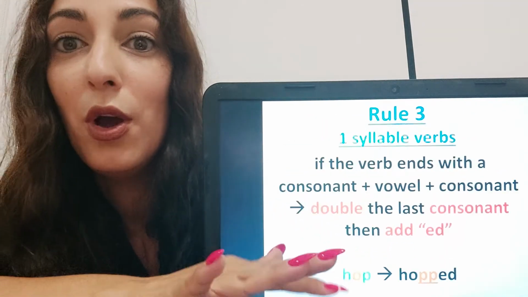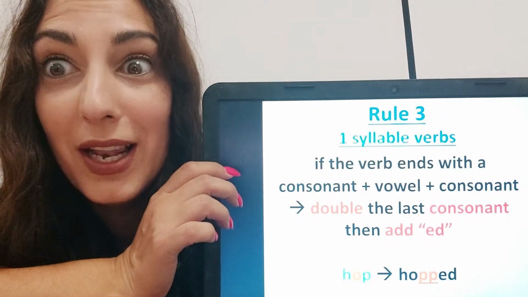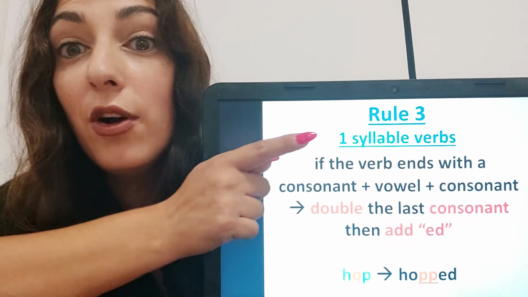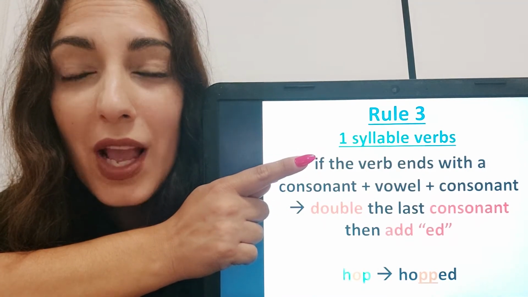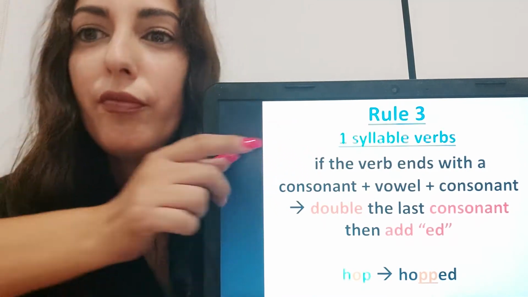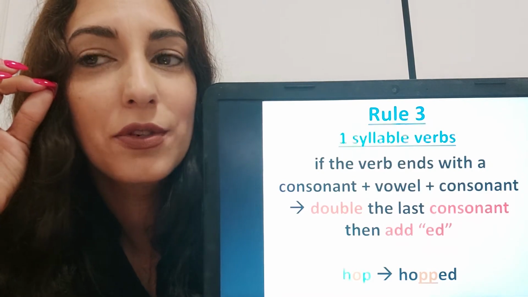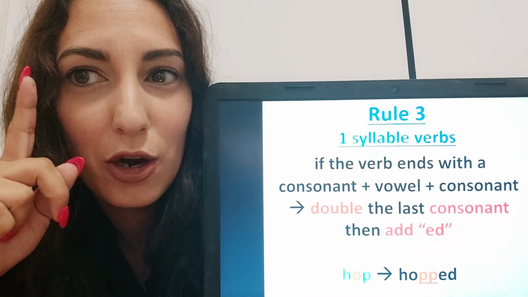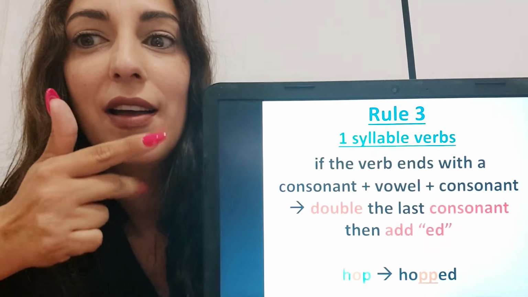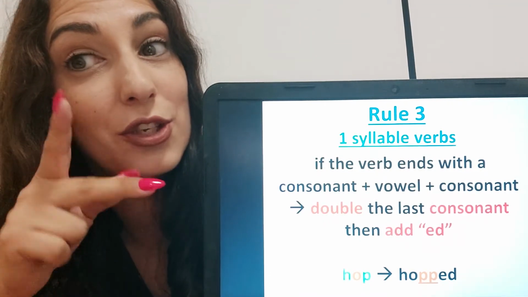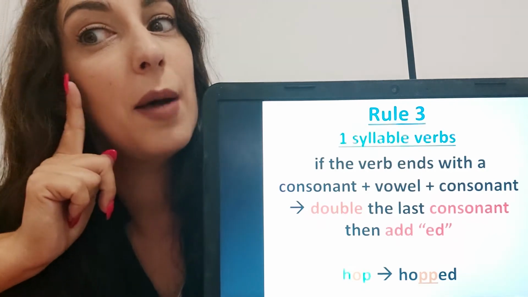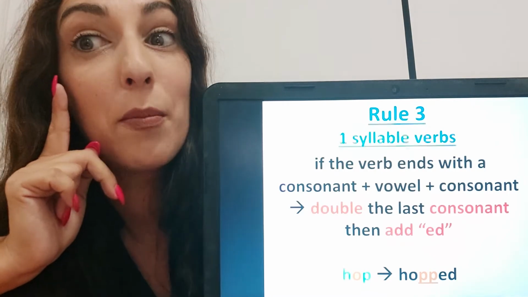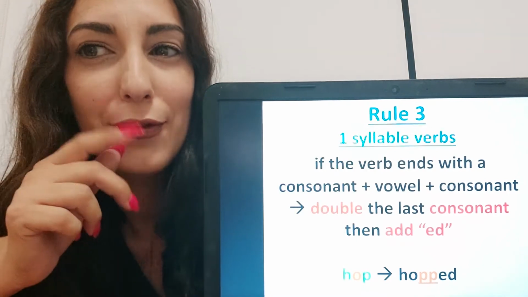Let's now go to rule number three, doubling letters before we add ED. Now, if we have verbs that are one syllable, what do I mean? When you hear a vowel sound, it's a syllable. For example, my name is Deanna. How many vowels can you hear in my name? D-A-N-A, three. So it's not how many vowels you see, it's how many vowels you hear whenever you have some word. And let's have a look.